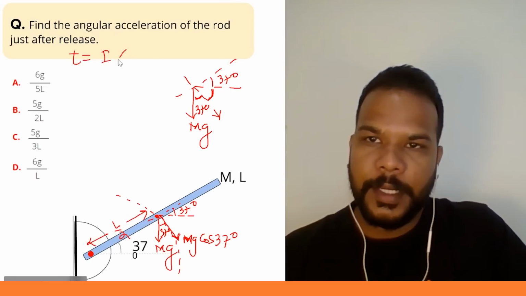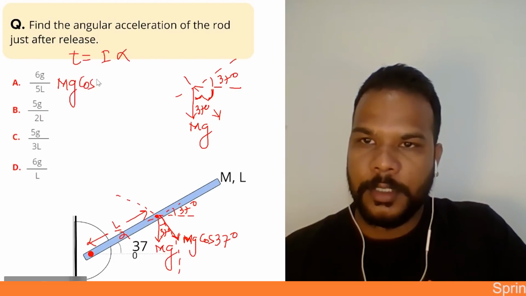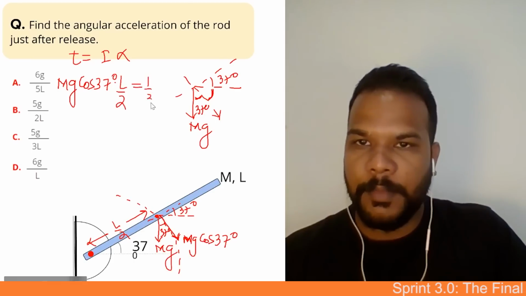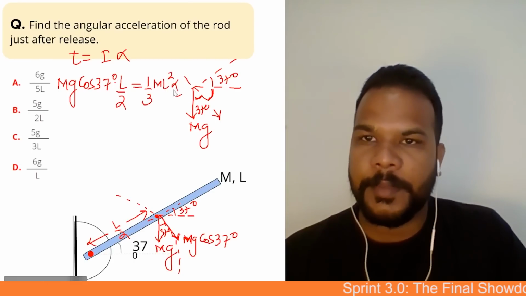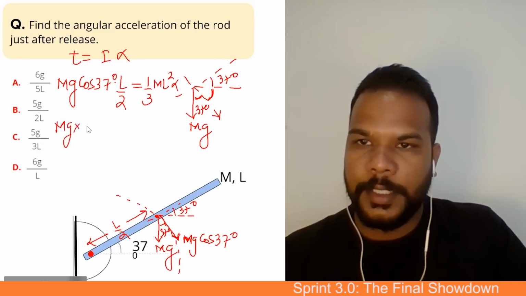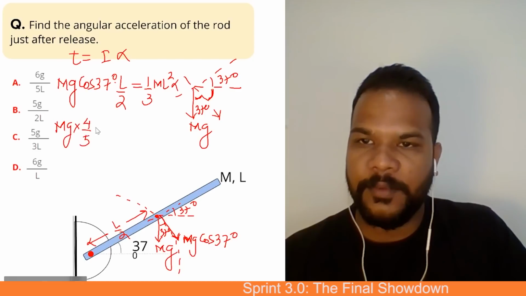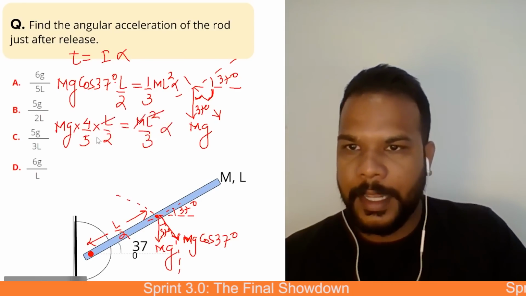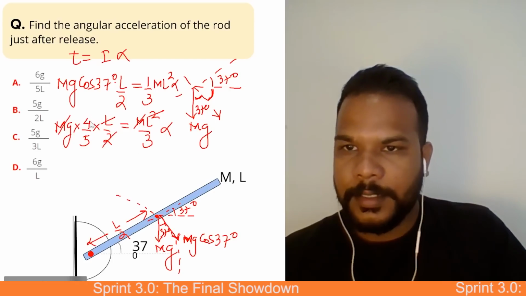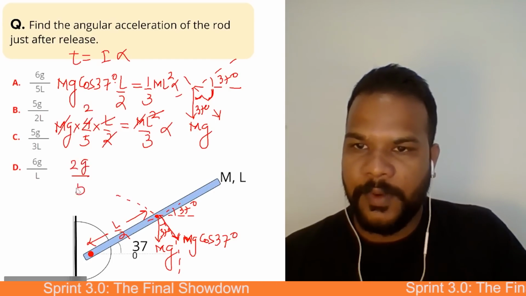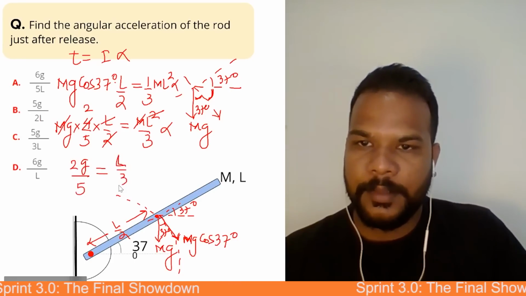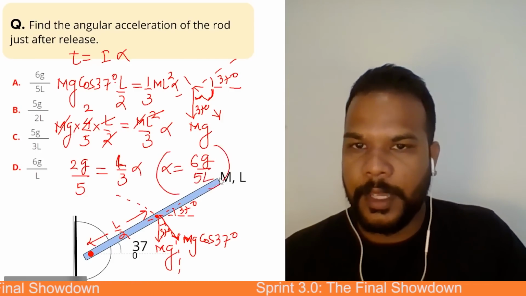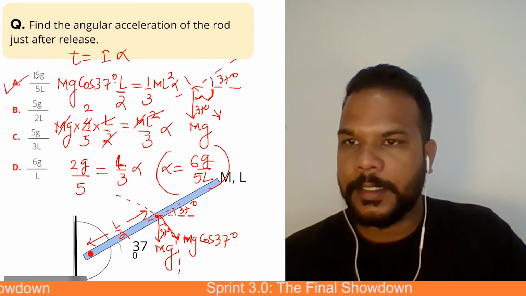So tau equal to I alpha use करेंगे. Tau is mg cos 37 degree acting at a distance of L by 2 equal to I alpha. Moment of inertia is 1 by 3 ml square into alpha, और alpha ही हमें पता लगाना है. Okay, so mg cos 37 degree, वहाँ sin 37 was 3 by 5, so this will be 4 by 5 into L by 2. This is ml square by 3 into alpha. So one L gets cancelled, m gets cancelled, and this 2 cancels this 2 times. So I have 2g by 5 equal to L by 3 alpha. So alpha from here will be 6g by 5L. Do we have an option like that? 6g by 5L. Looks like the correct answer is option A.